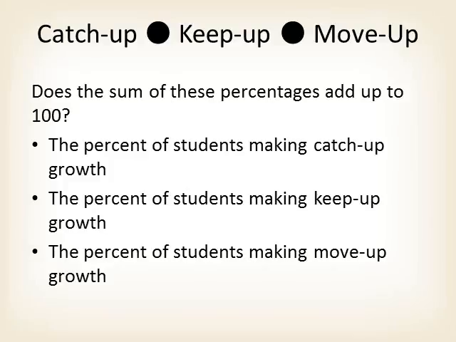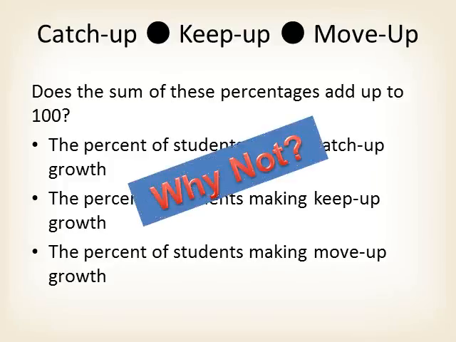Does the sum of catch-up, keep-up, and move-up percentages add up to 100? They do not. Why not?